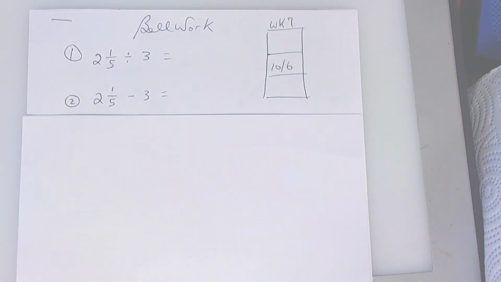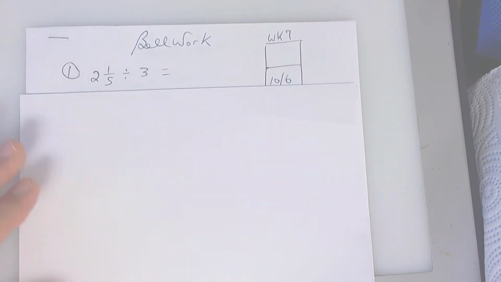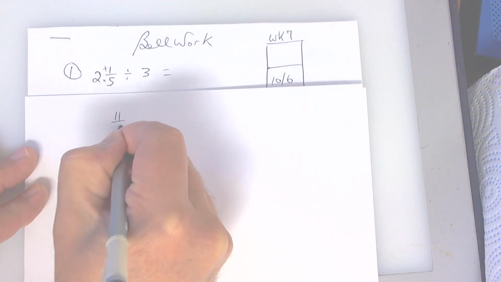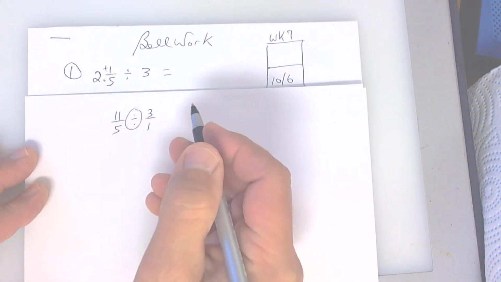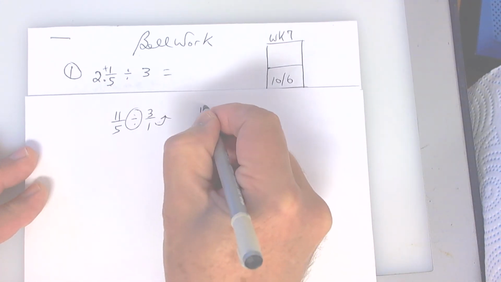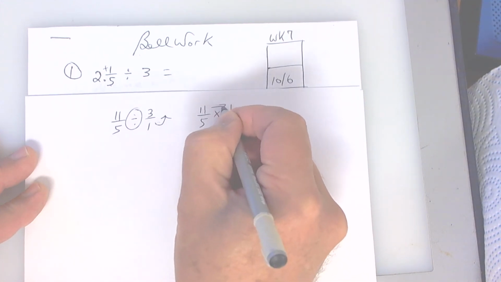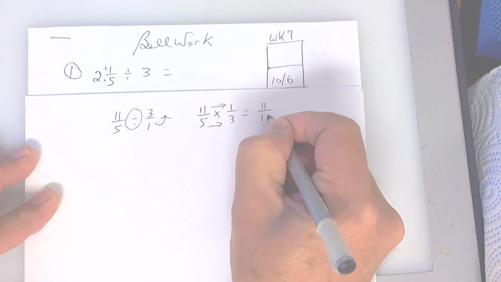So look up here. This is division, and we need to keep it, change it, and flip it. So keep, change, flip. So let's take a look here. First, we're going to do times 10 plus 1. So that's 11 over 5 divided by 3 over 1. So we're going to keep this, change this, and flip this. So it's going to be 11 over 5 times 1 over 3. So it's going to be multiplied straight across. This is not a proportion. So that becomes 11 over 15.